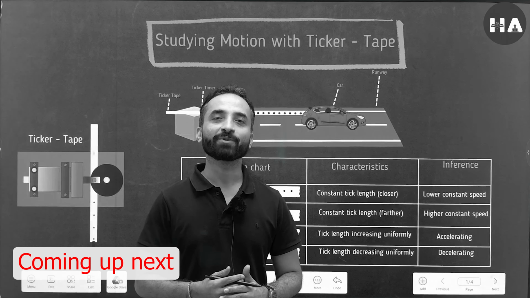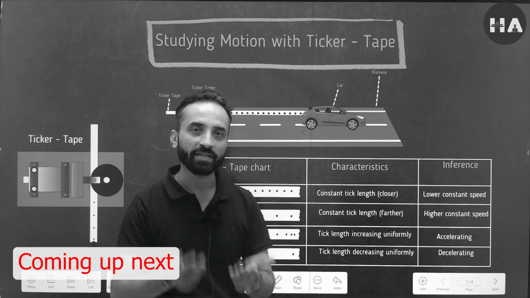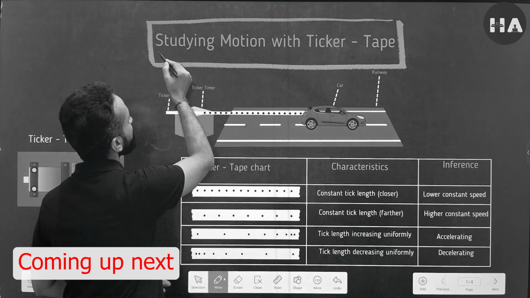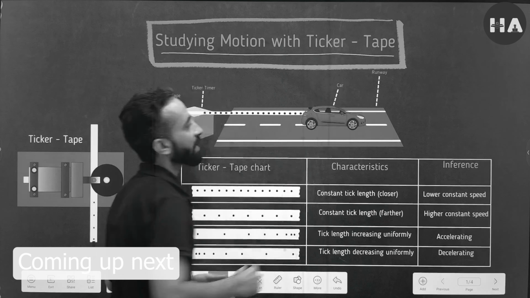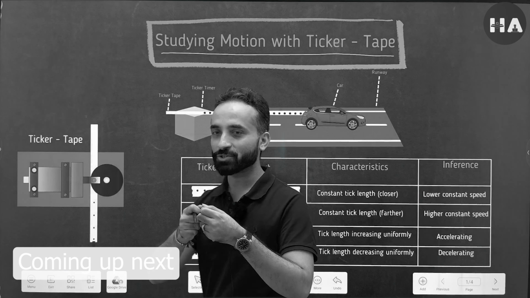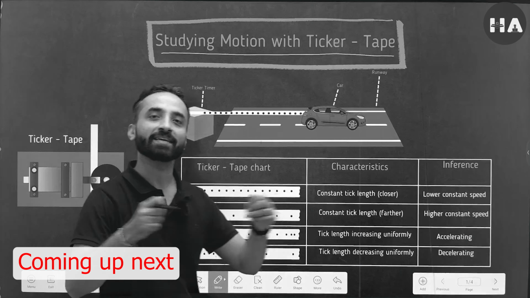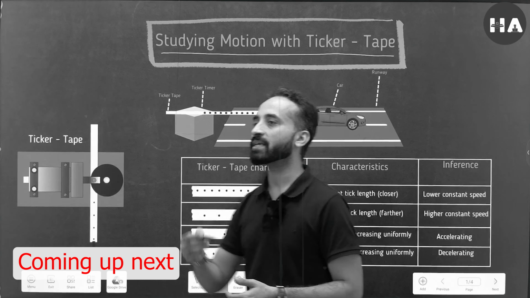Today's video is going to be very interesting. One special way of doing it is with the help of ticker tape diagram. Now understand that there should be a tape. Since it's a tape, ticker tape.